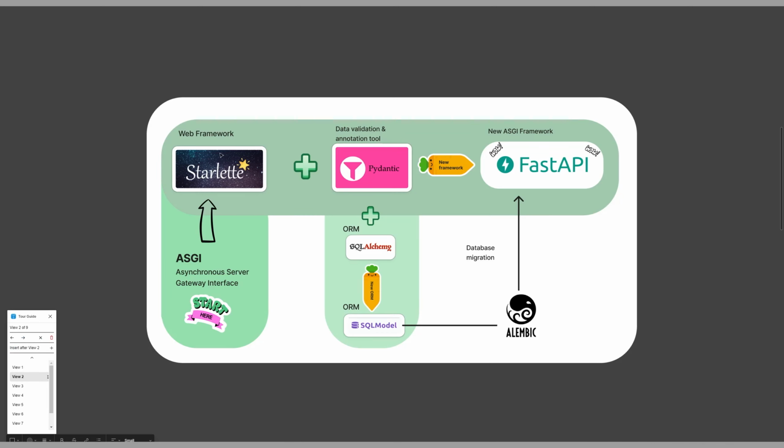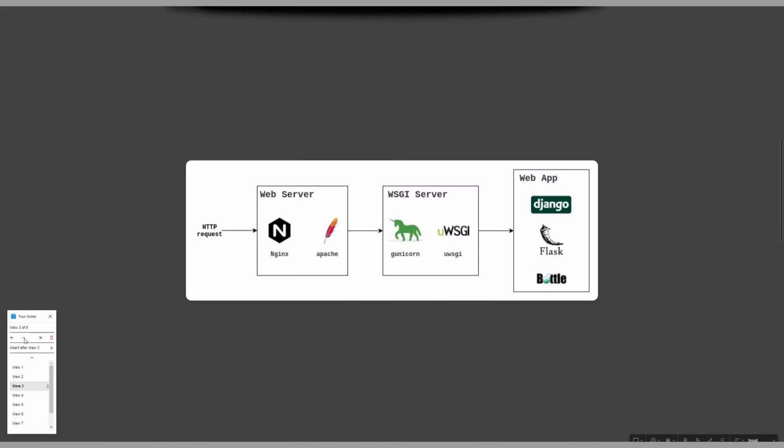So, first of all, FastAPI is an ASGI-based framework. ASGI is the Asynchronous Server Gateway Interface. It's a spiritual successor of WSGI, which was the server gateway interface before, but it is asynchronous. Well, what is ASGI and WSGI and how does it work overall?